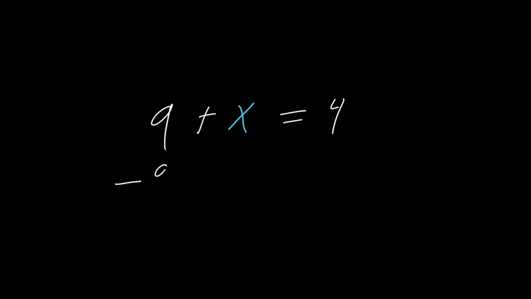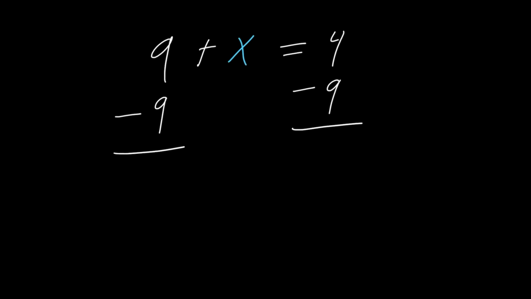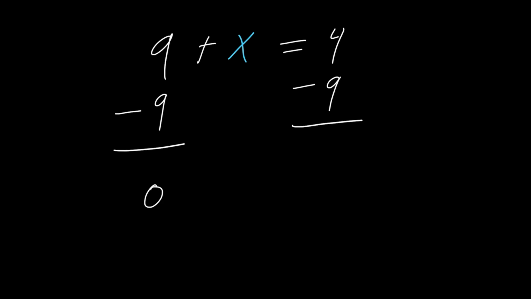We're going to subtract 9 from this side, and anything we do to one side, we must do to the other side. 9 minus 9 is 0. 0 plus x is just going to be x. So we can say x equals, and what is 4 minus 9? 4 minus 9 is negative 5. So x equals negative 5. So behind this x was a shy number, and that number was negative 5, and we've solved it. 9 plus negative 5 equals 4.